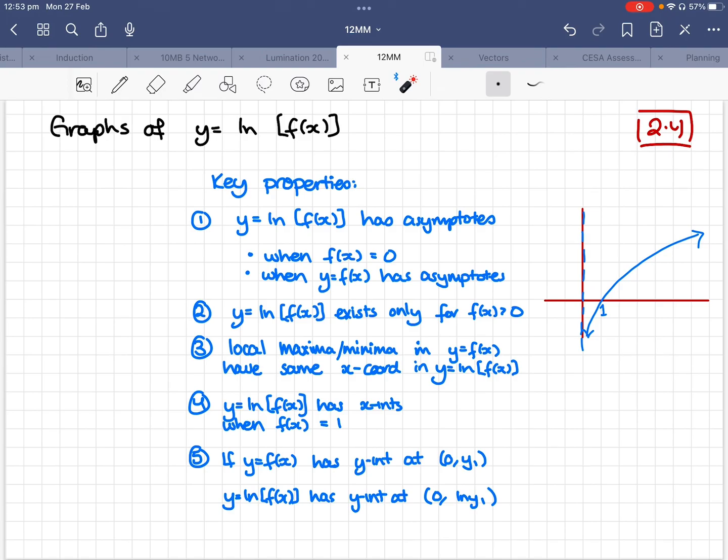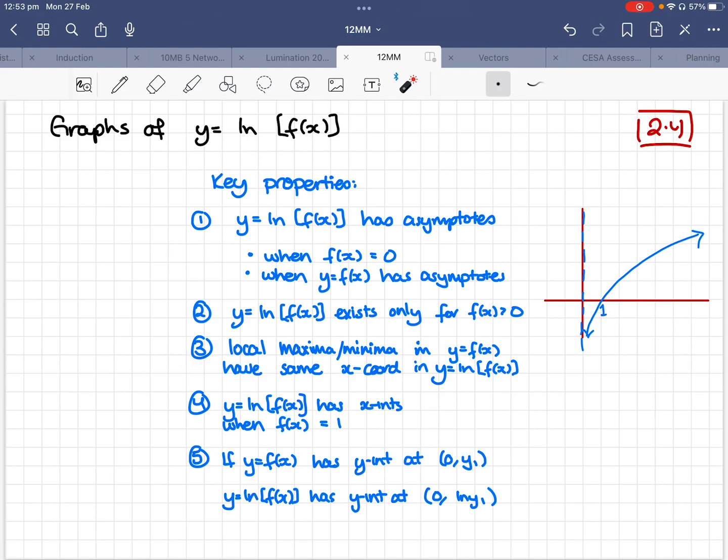The second property, ln of f of x exists only when f of x is greater than 0. This goes back to the graph of y is equal to ln x. This is only defined when x is greater than 0. If we replace x with an f of x, then f of x has to be greater than 0.